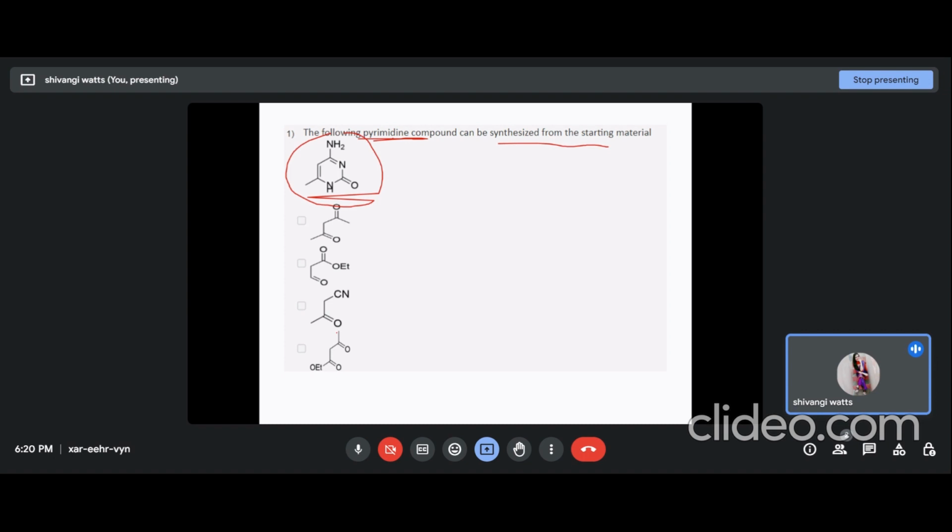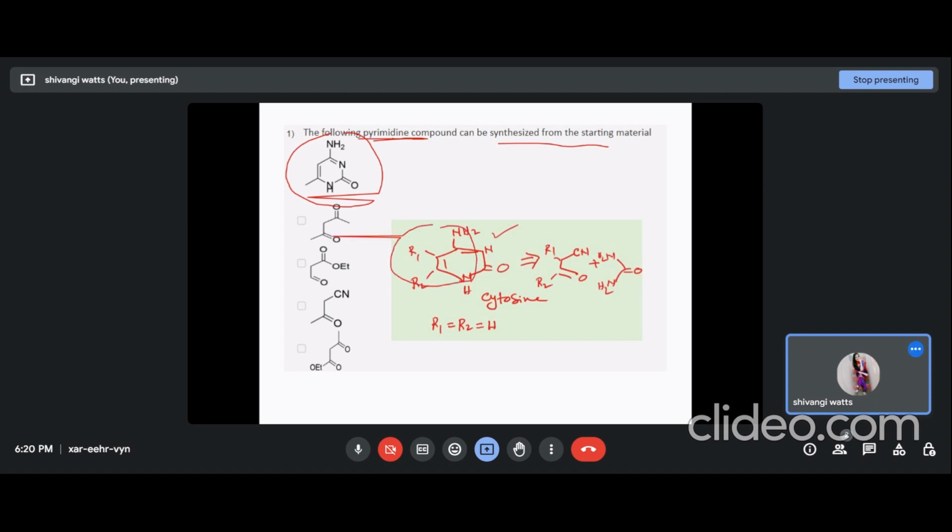Yeah, so we will see the solution. They are asking for this type of pyrimidine-based compound. These are synthesized from this cyanide-based compound and urea. Here they are asking for the substituent at this carbon. So this will be the right option.